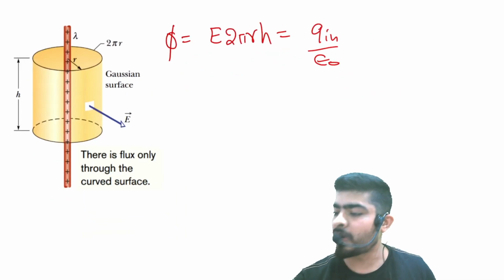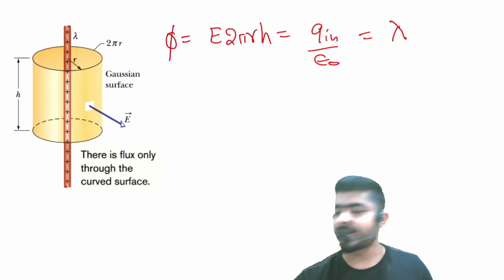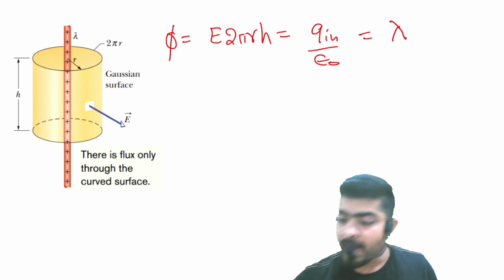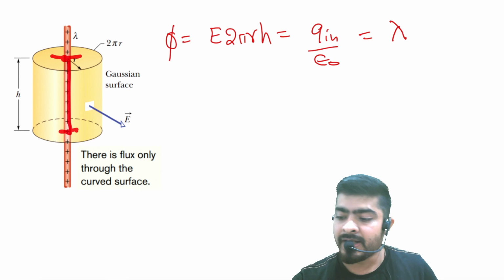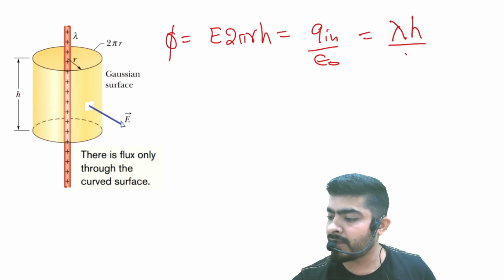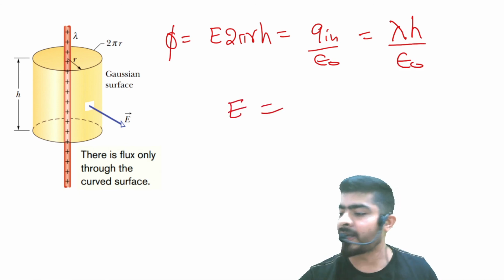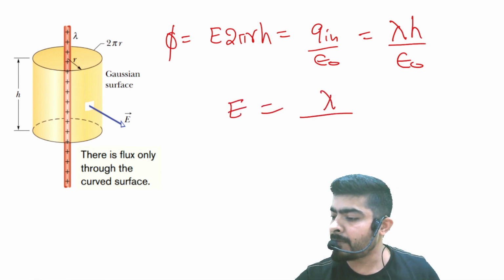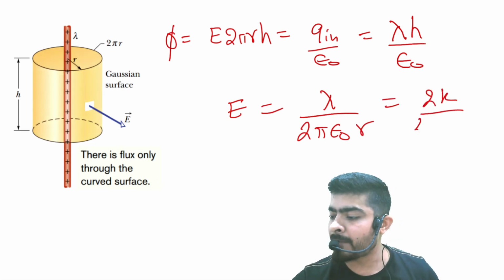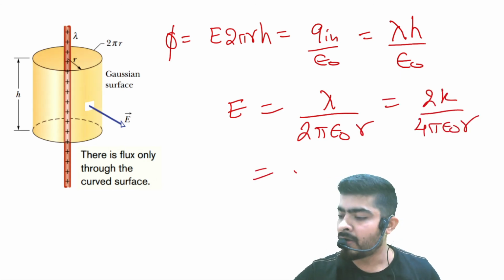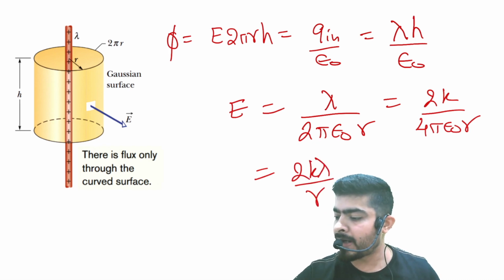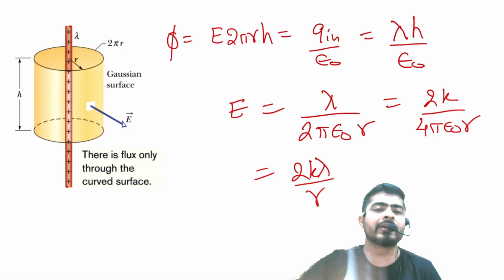So q inside is how much? Linear charge density lambda, that means charge per unit length, multiplied by this height h. This is the charge that is inside the cylinder. So lambda into h divided by epsilon naught. When you solve this, you get lambda by 2 pi epsilon naught r, or 2 lambda by 4 pi epsilon naught r, or 2k lambda by r. This is your formula for electric field due to an infinite wire.